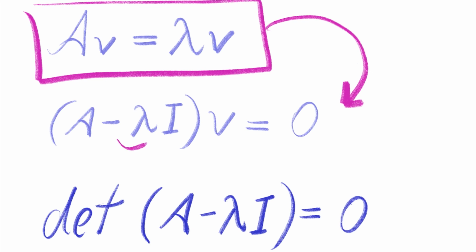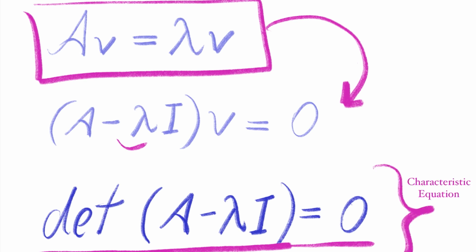the eigenvector. And since we're looking for non-zero solutions, the matrix has to be singular. And a matrix is singular only when its determinant is 0. So we solve for the determinant of A minus lambda times the identity matrix and set it to 0. This equation is called the characteristic equation. It gives us the lambda, the eigenvalues, and the eigenvalues enable us to solve for V.